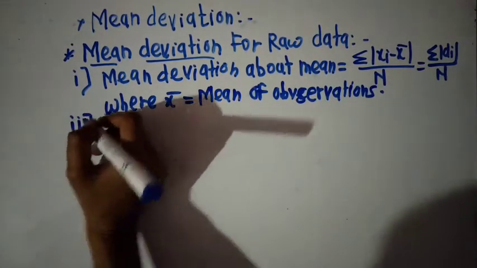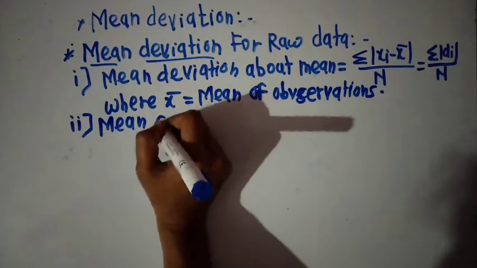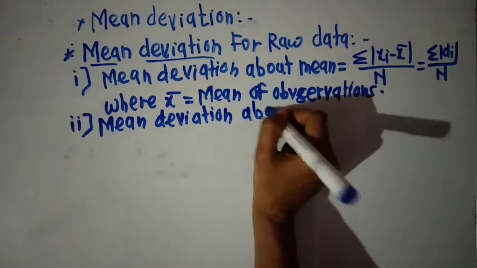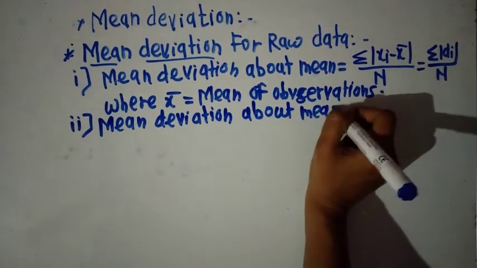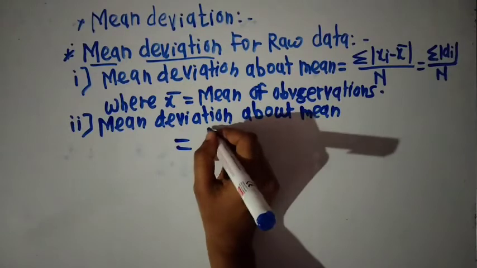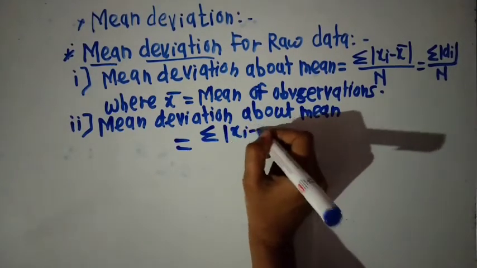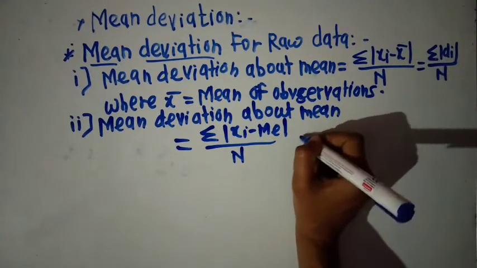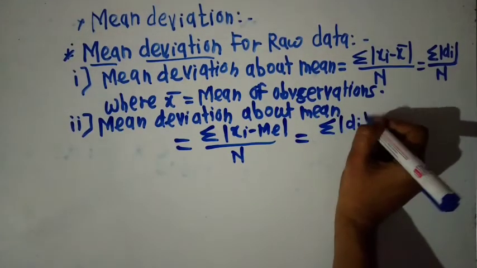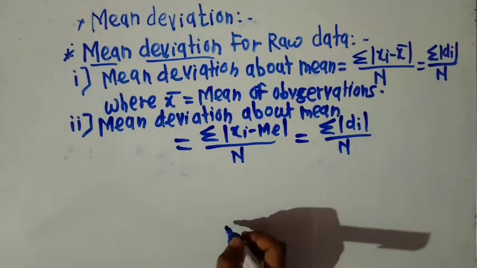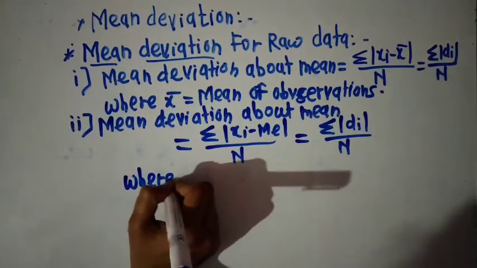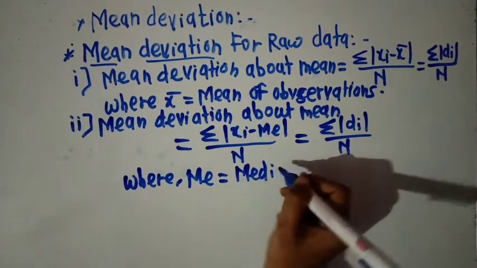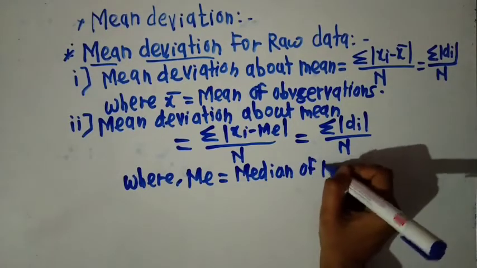Then second, mean deviation about median is equal to summation of mod xi minus Me upon n is equal to summation of mod di upon n, where Me is equal to median of n observations.